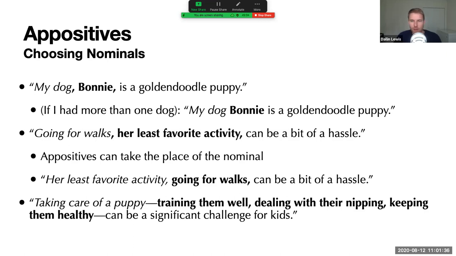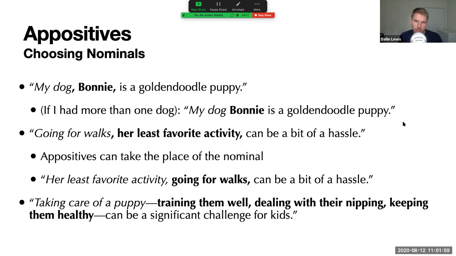In fact, once you realize that they're there, you're going to see them all over the place. So a few rules about them. Now, normally they will go between commas, but sometimes, especially if it's a proper name, it won't. So we look at this example. My dog, Bonnie, is a golden doodle puppy. Now, if I had more than one dog and I had to identify which one I'm talking about, I would write, my dog Bonnie is a golden doodle puppy.